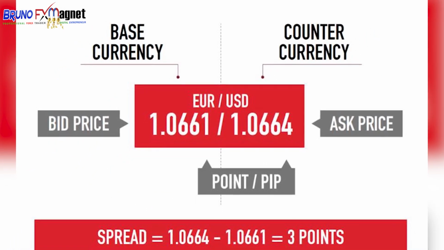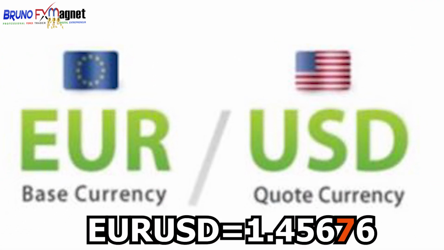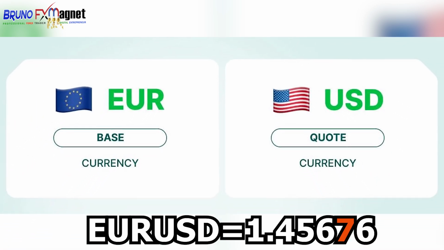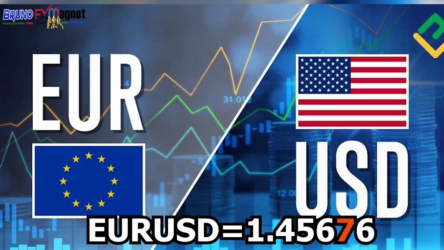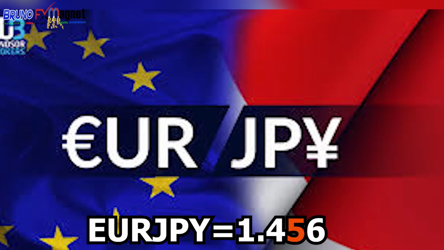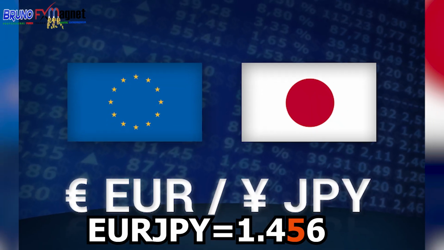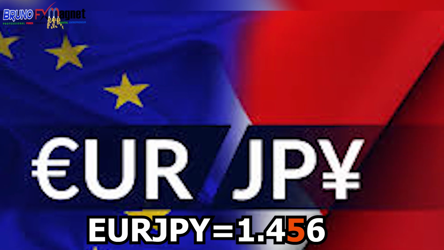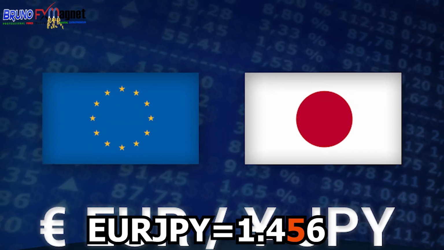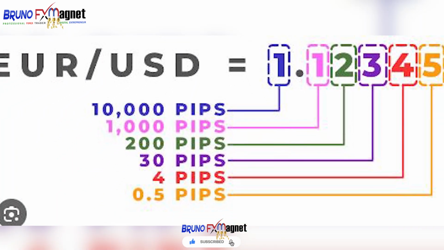For example, for Euro USD, if the exchange rate equals 1.45676, because we count from the first decimal place, we have 7 pips. For Euro JPY, if the exchange rate of Euro JPY is equal to 1.456, because we count from the second decimal place, here we have 5 pips. Alright, these are some examples of how we count pips.